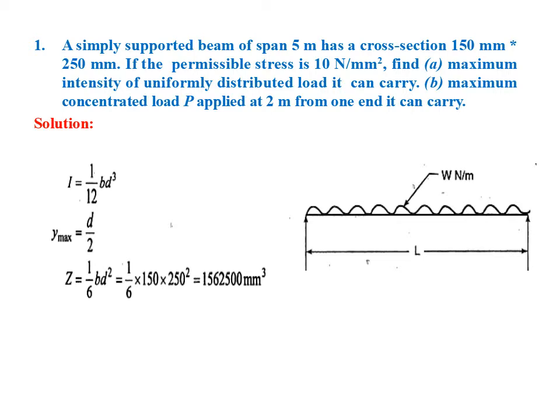Here the simply supported beam having the section 150 mm into 250 mm, which means rectangular section. For rectangular section, the section modulus value is b d square by 6, for which substitute and find the I value and Y value. So b value, breadth, is 150 mm and depth 250 mm. Substitute this value, get the Z value. The simply supported beam of length 5 meter carries a UDL load. Its section is 150 and 250 mm size. It carries permissible stress of 10 Newton per mm square.